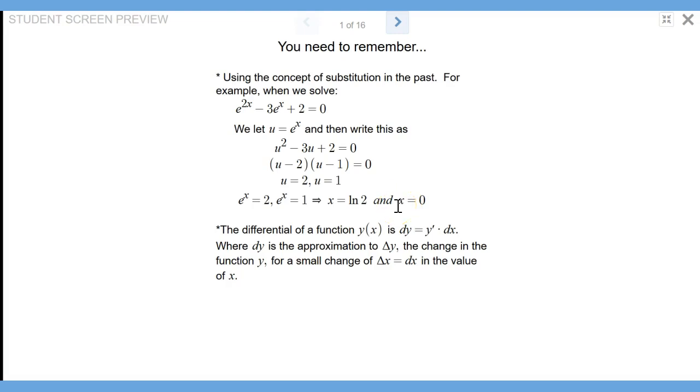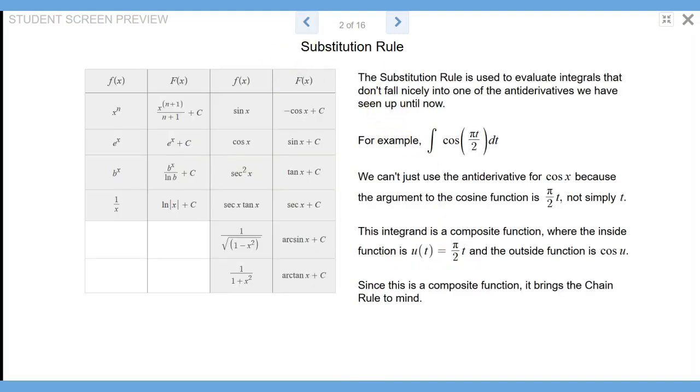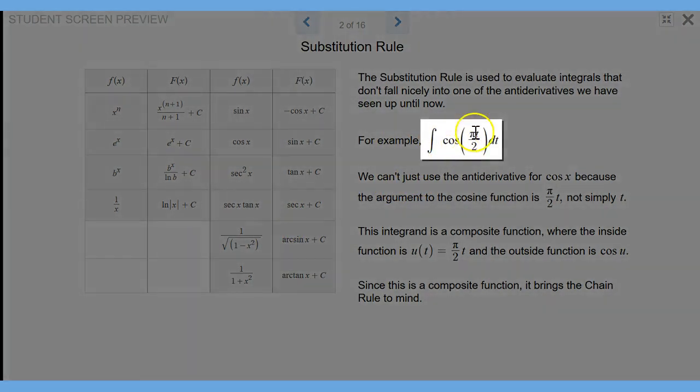But it's a little more complicated because integration is a little more complicated than solving an equation from algebra. We're also going to refer back to the differential. So let's look at an example. Here's a simple example, the indefinite integral of the cosine of pi over 2t.